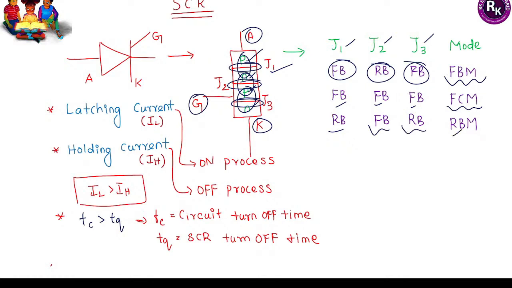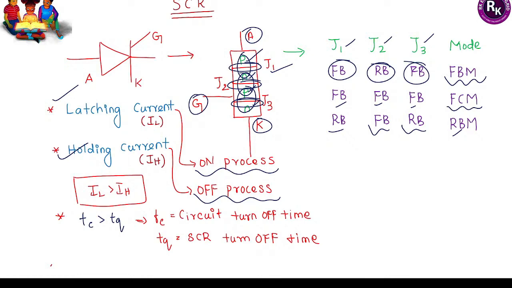Now here in SCR, we have to recall the definitions of latching current and holding current. Latching current is related to the turn-on process, whereas holding current is related to the turn-off process. Latching current is the minimum current flowing into the thyristor above which our system will be turned on.